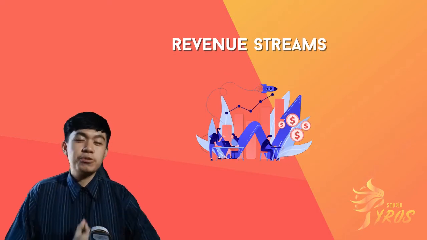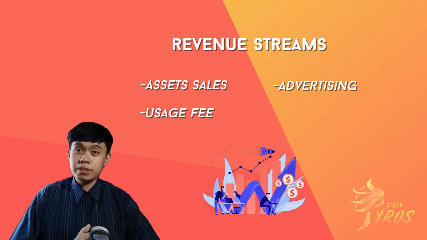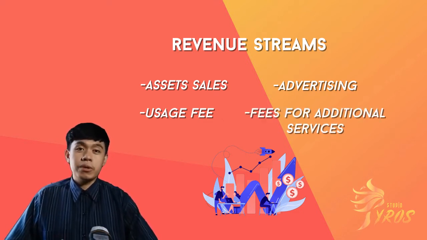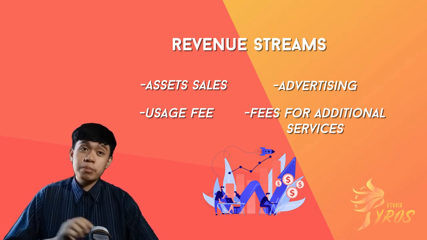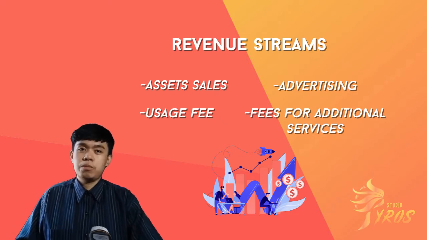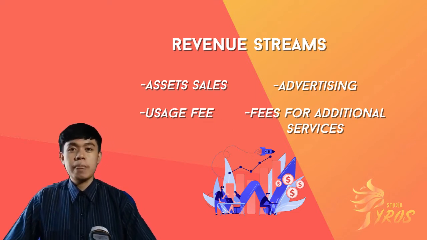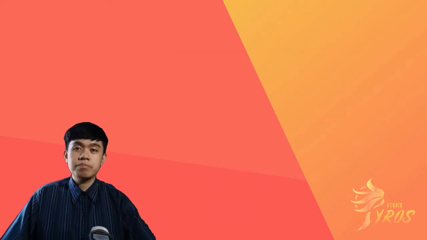Next is revenue streams. Here we talk about the sources from which our company generates money. First are the asset sales, where we earn from the assets that we have that are being purchased by our customers. And then we have licensing, where the customer pays to get permission to use the company's intellectual property. And then the usage fee, where we charge the customer for the use of our product or service. And lastly are the fees for any additional services.